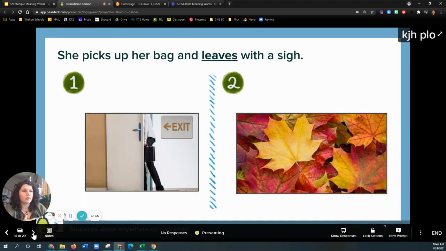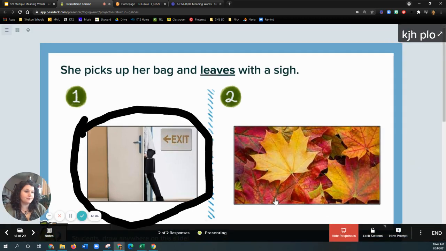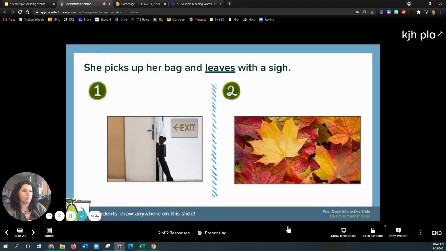Next. She picks up her bag and leaves with a sigh. Maybe that was an aggressive sigh. Maybe it's just a... So which one do I mean this way? Do I mean the action, so do I mean the verb, or do I mean the noun, the leaves that fall from a tree? Yes. Okay.